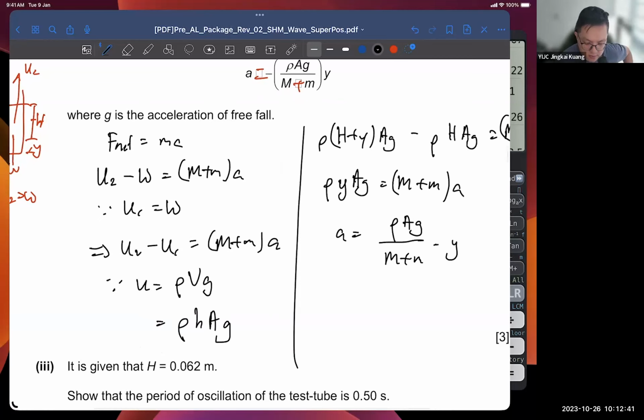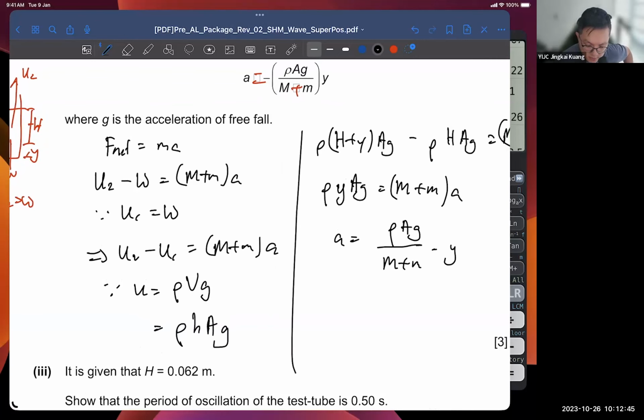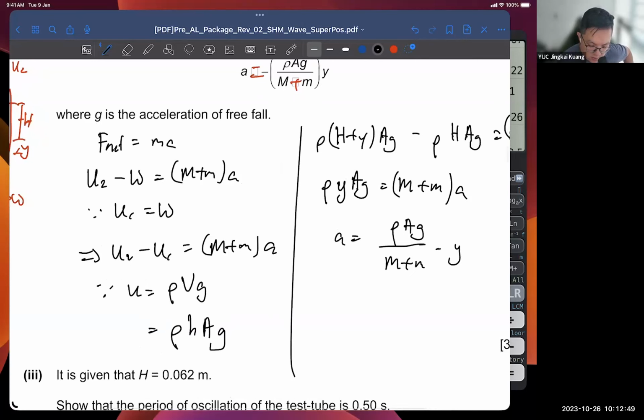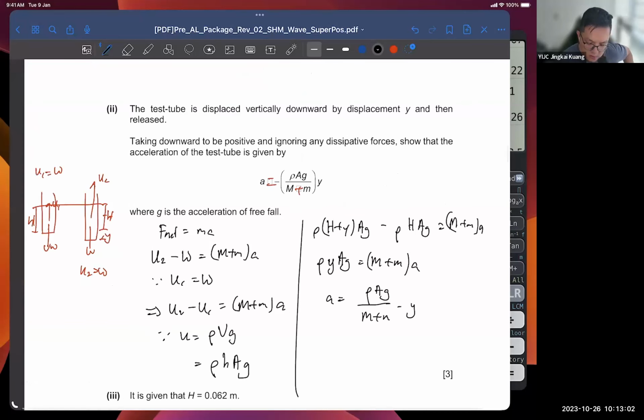Okay. So yeah, so that means this equation must change. Let me cancel. Okay. So this one needs to change. This will be W minus U2. So this will be U1 minus U2. So this one will be, and this one will become, okay, this one will be right now.